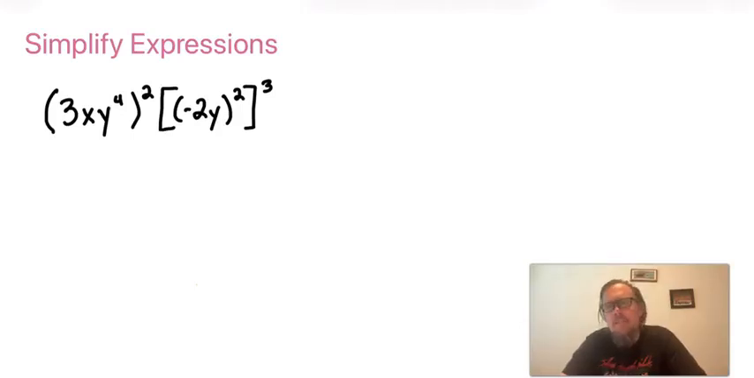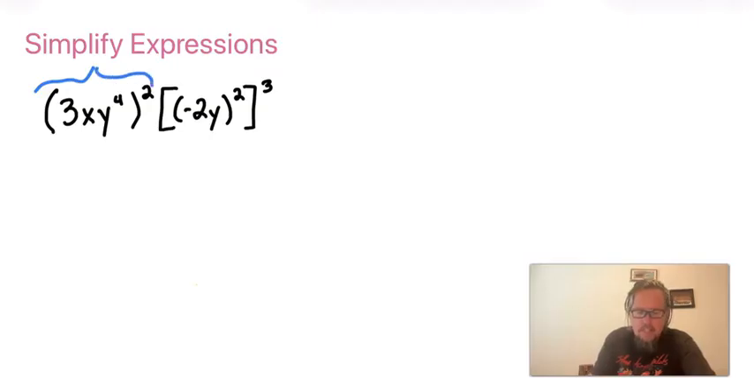Let's combine the exponent rules we've learned to simplify a fairly large expression here. And so we're just going to take this piece by piece. When we look at this first set of parentheses, this 2 outside the set of parentheses needs to go to everything that's in the parentheses.